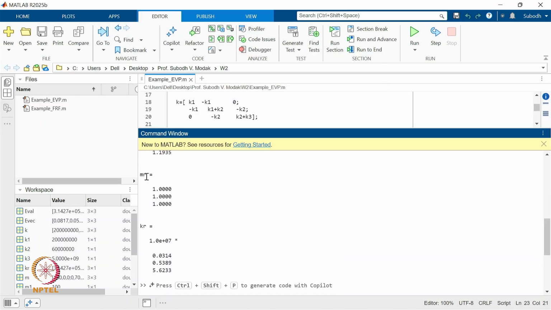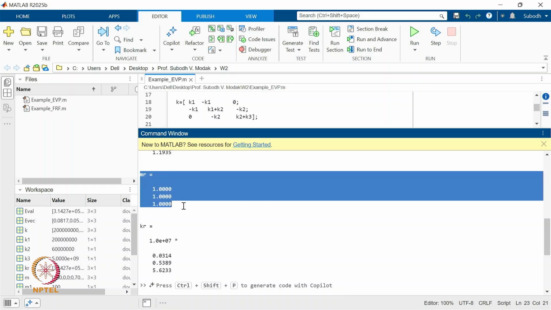You can see without doing any mass normalization, we get the modal masses as unity, which essentially shows that MATLAB is by default normalizing the eigenvectors with respect to the mass matrix, right. So, with a MATLAB script you do not have to explicitly mass normalize them, and modal masses are unity.